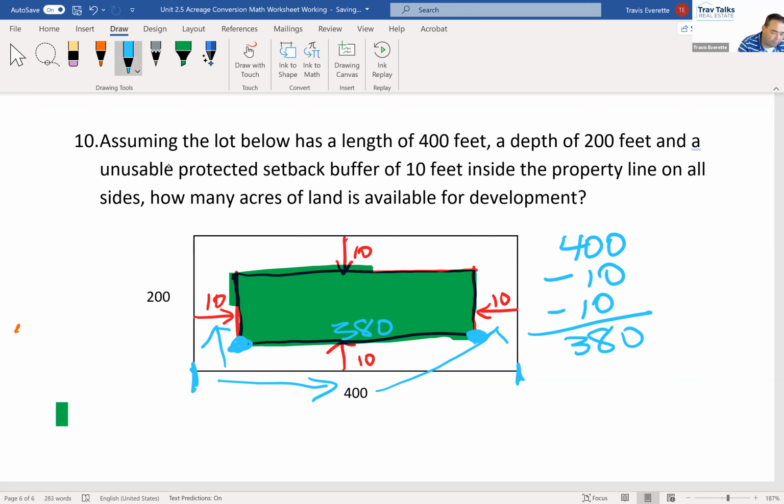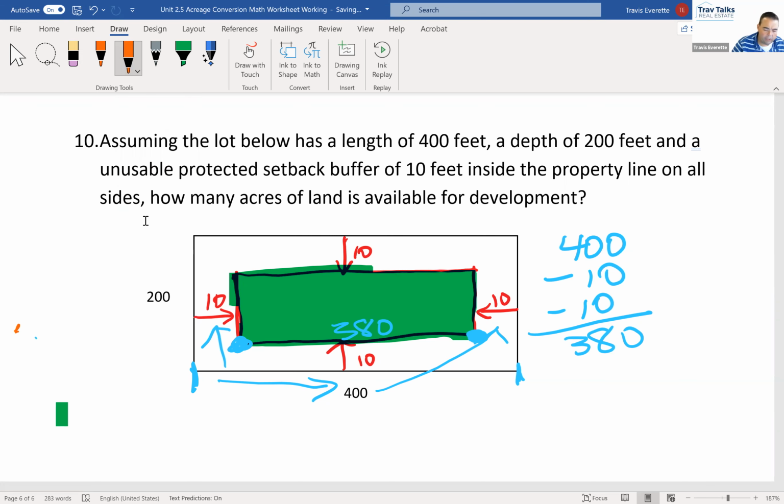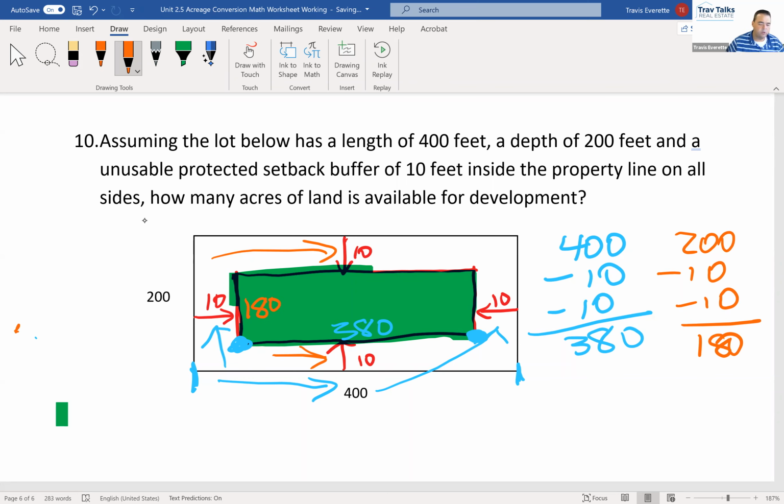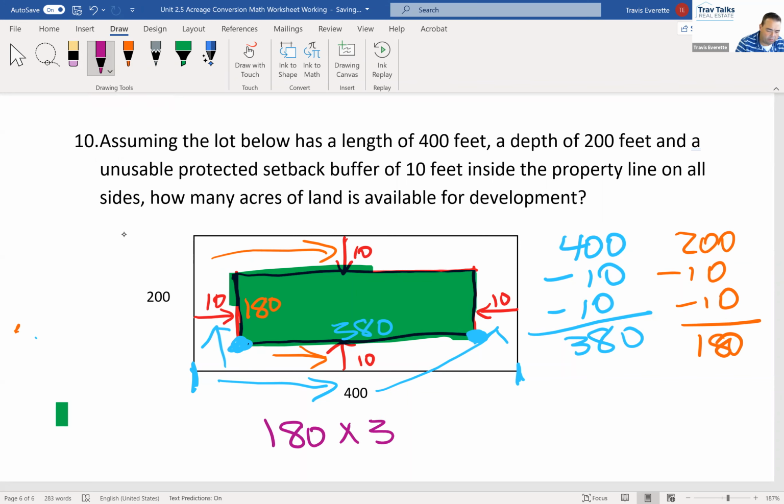Now I've got to do the same thing in the other direction. The whole thing is 200 feet wide, but I'm losing 10 feet here and 10 feet there. So it's 200 minus 10 minus 10, which is 180. So that's 180 here. So what I actually have is a usable space which is 180 by 380.